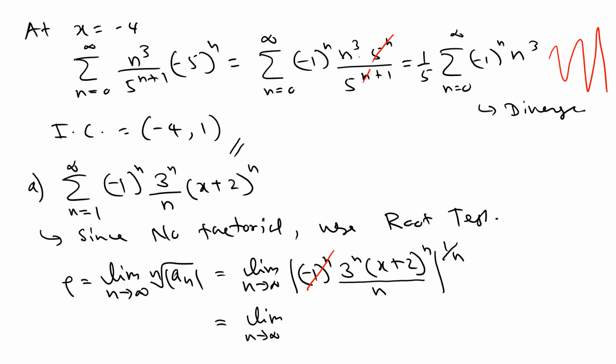3n to the 1 over n, so you get 3, and from the top you get (x plus 2)^n to the 1 over n, so you get x plus 2. In the bottom you're going to get n to the 1 over n. That's the only one, and we know that when n goes to infinity, this limit also goes to 1. So you simply end up getting 3 times the absolute value of x plus 2. Now you consider when this is less than 1. So let's simplify the rest.